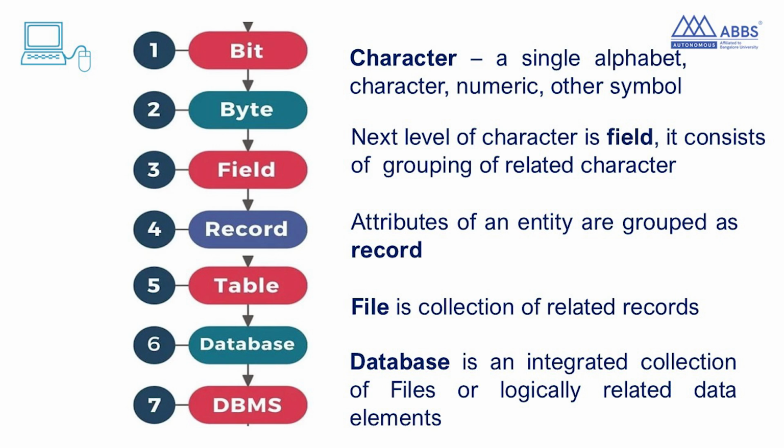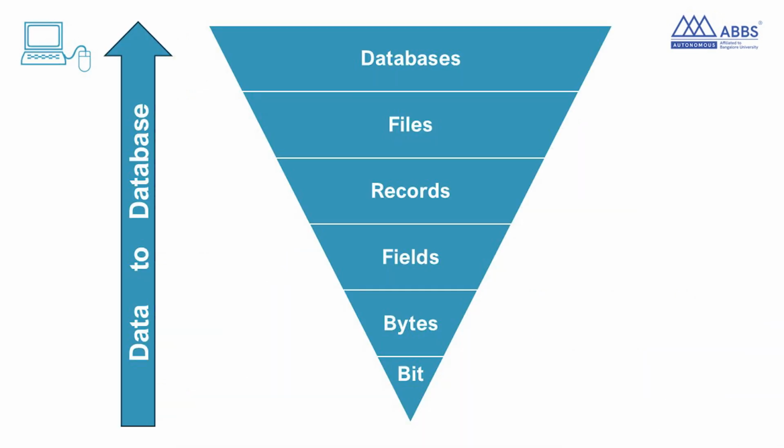The next level of character is called as field. It consists of grouping of related characters, like group of characters can be called as field. We will be taking an example and trying to understand this. A group of attributes put together is called as a record. Now collection of records is called as a file, and collection of many such files could be called as a database. We see the hierarchy of how the data is arranged. It starts from bits and goes up to become a database.